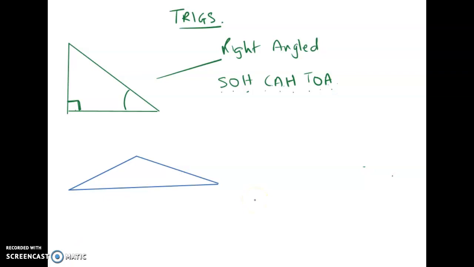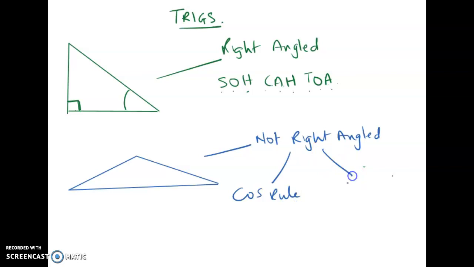If, however, we are given a triangle looking like this, where it's not a right angle triangle, then what I'll do is I could use either cos rule or sine rule. Now, if you checked my video before, you would see that I use cos rule if I have all three sides of the triangle, or if I have two sides and the angle in between.